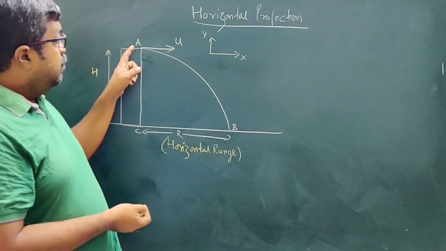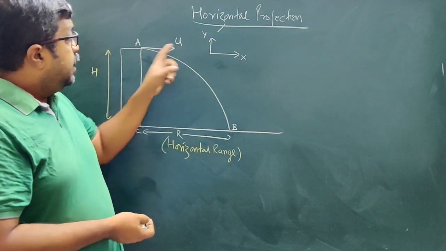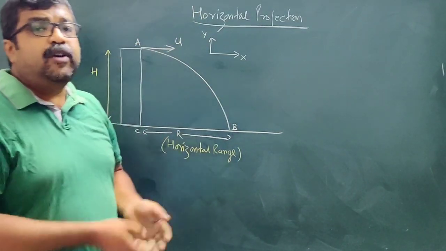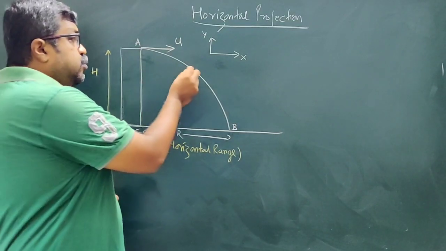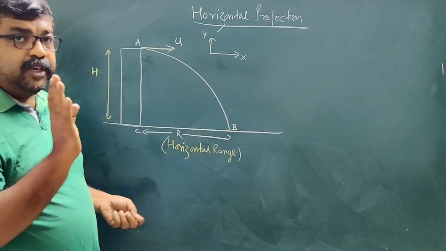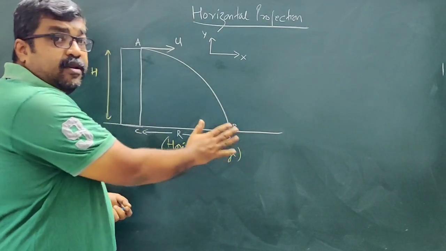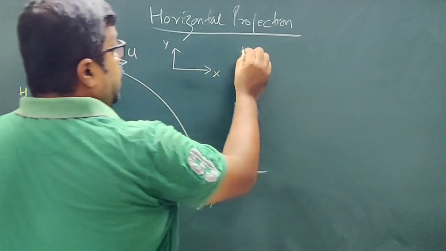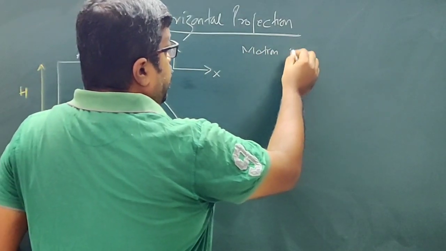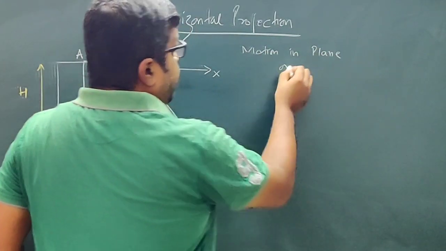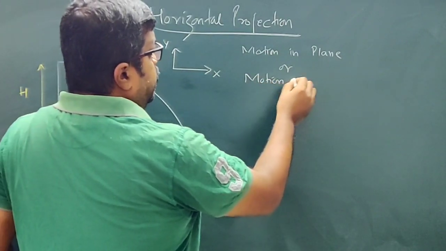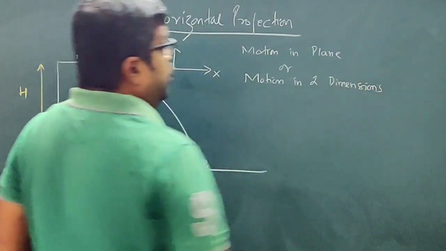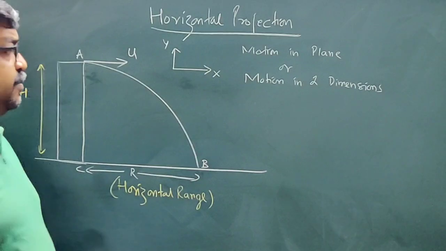Okay, so while moving from A to B, if horizontal direction is x-axis, vertical direction is y-axis, then at each and every point its x and y coordinate will change. Okay, so to define the position I need two coordinates. So that means motion is taking place in this plane, in this case the plane of the board. Okay, so this is an example of motion in a plane, or we can say motion in two dimensions. Okay, x-axis and y-axis.